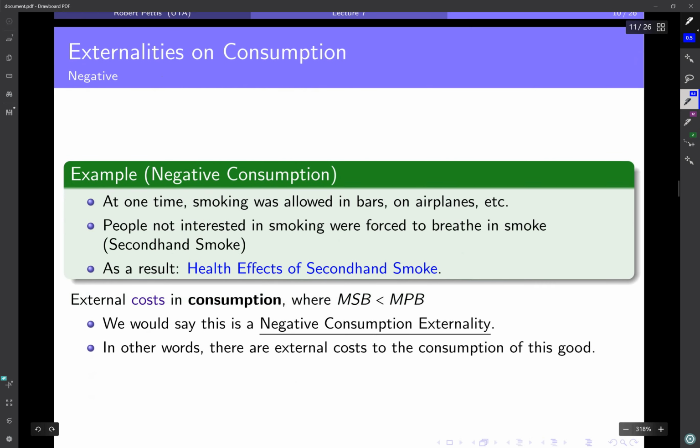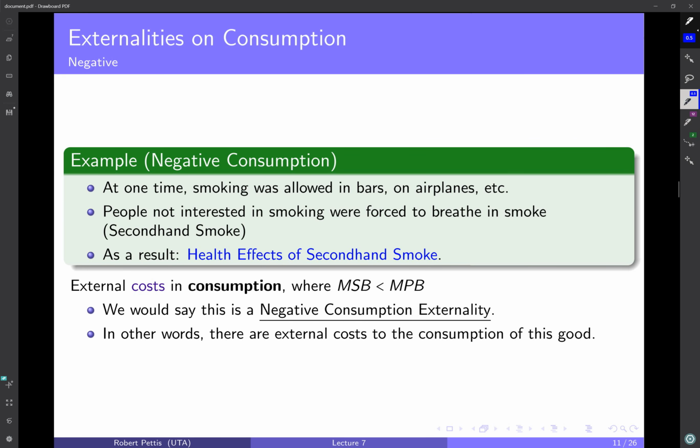Okay, but now let's talk about consumption externalities. In particular, let's start with negative consumption. So smoking these days in public isn't as bad of a problem as it used to be. But at one time, it was actually allowed in bars, airplanes, restaurants, all sorts of things like that. And if you were exposed to that smoke, even if you weren't the one smoking, so you're getting secondhand smoke, that actually can cause a lot of health problems. So the individual that's smoking isn't necessarily internalizing that cost that he's putting on someone else.